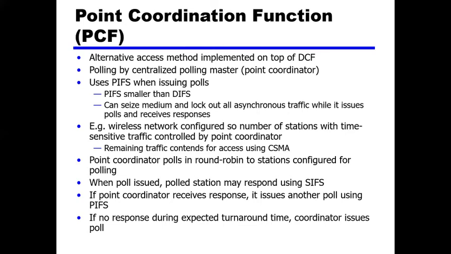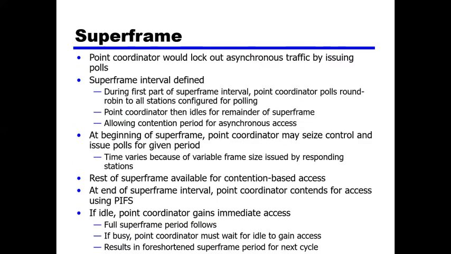The point coordinator polls in round robin the stations configured for polling. When a poll is issued, the polled station may respond using the SIFS. If the point coordinator receives a response, it issues another poll using the PIFS. If there is no response during the expected turnaround time, the coordinator issues the next poll. Then the superframe: the point coordinator could lock out asynchronous traffic by using polls.